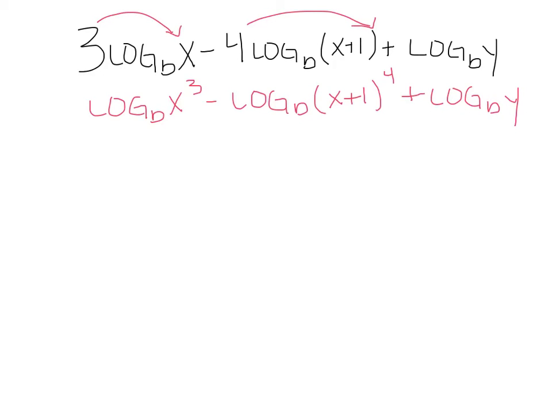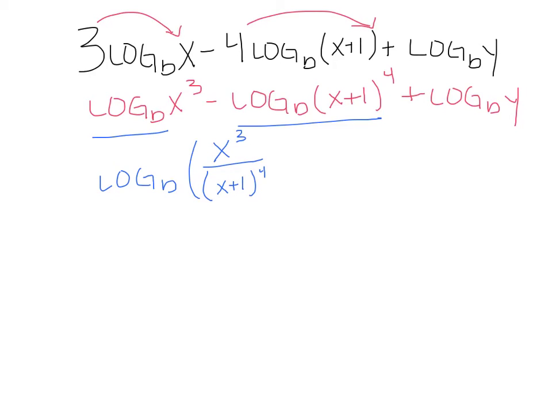All right, we're moving along. Now I'm going to start with the first two. I'm going to ignore the last one for a minute. If we have the difference, that means we're going to use the quotient property. So we could say that we have the log base b of x cubed over x plus 1 to the fourth. My rule of thumb is if it's minus, it goes in the bottom, the denominator, plus the log base b of y.